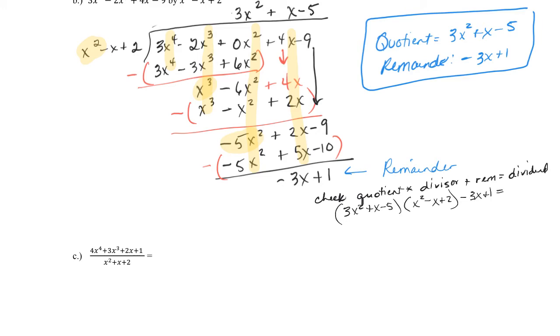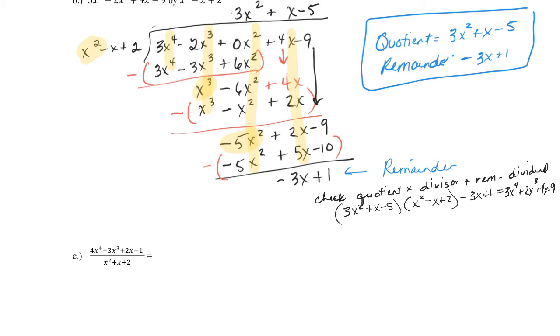And all of that should equal the dividend, which is 3x to the 4th plus 2x cubed plus 0x squared. Actually, I'm going to leave that off because you can write it. I'm just running out of room. Plus 4x minus 9. Okay. A trinomial times a trinomial. Even that makes me vomit a little bit.